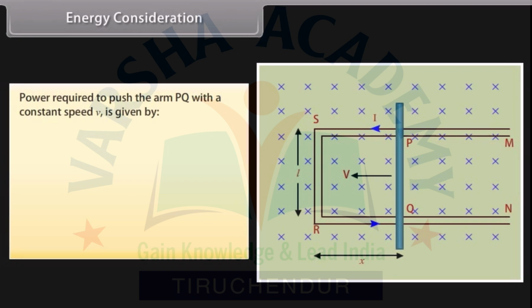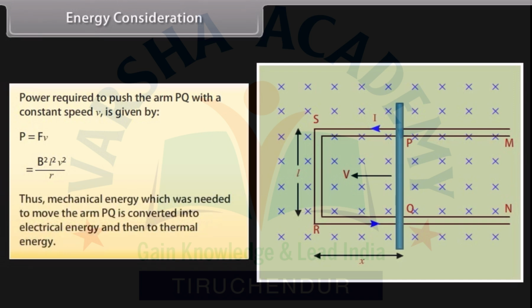Power required to push the arm PQ with a constant speed v is given by B²L²v² divided by R. Thus, the mechanical energy which was needed to move the arm PQ is converted into electrical energy and then to thermal energy.